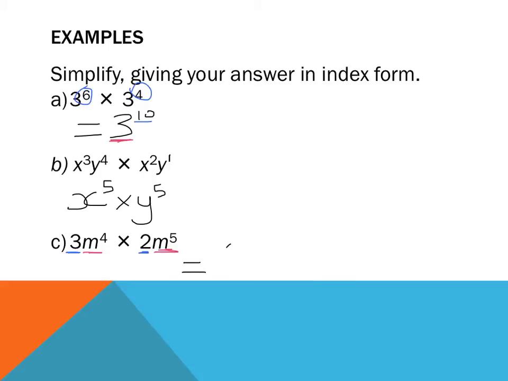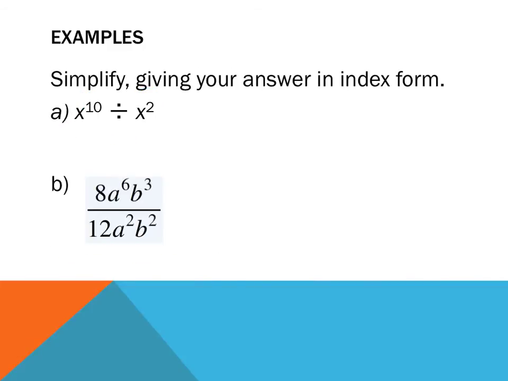So 3 times 2 is 6. M to the power of 4 times m to the power of 5 becomes m to the power of 9. Okay, so the thing that you have to remember here with this one: if my numbers are my bases, it stays the same. If my numbers aren't my base and they're separate, I then multiply them together.